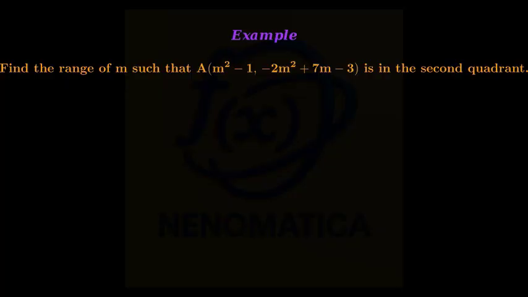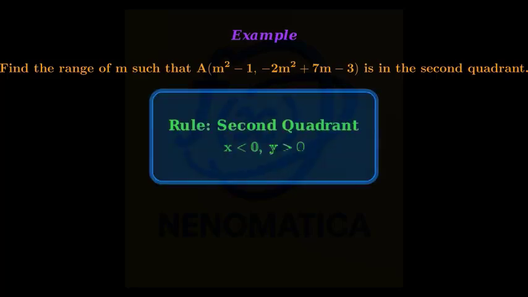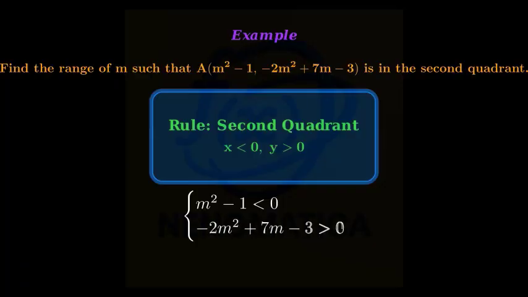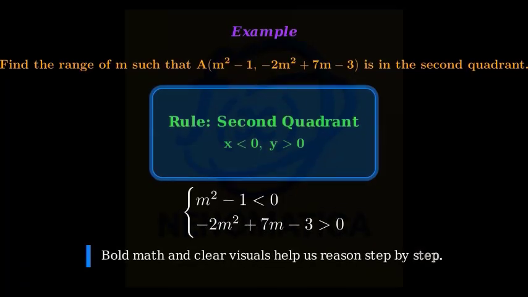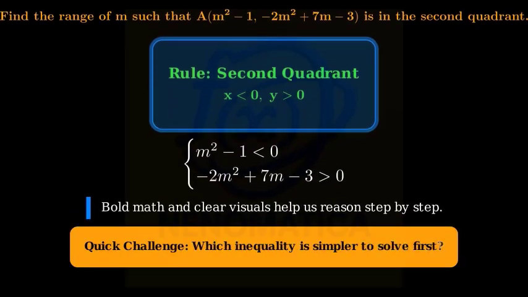Step 1. Points in the second quadrant have x less than 0 and y greater than 0. Show the rule in a tip box. Now write the system of inequalities for x and y. Add a quick challenge prompt for the next step.